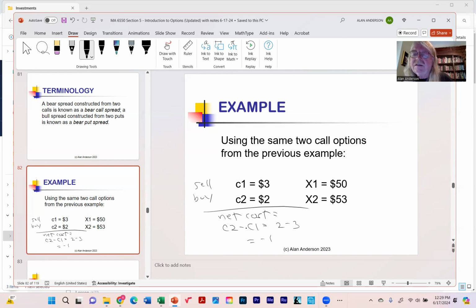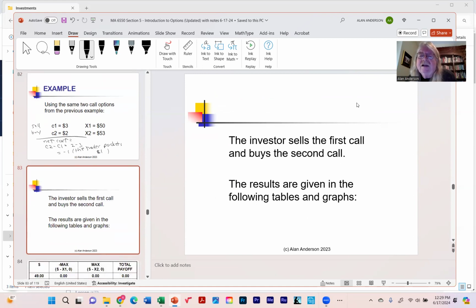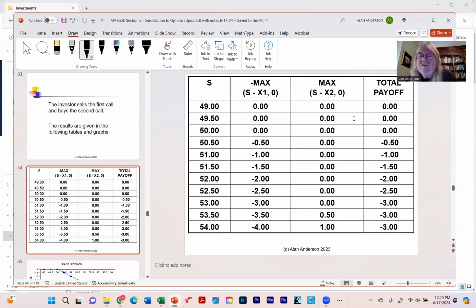So in other words, the investor or trader pockets $1 to set up this position. Well, that's pretty interesting. You're actually putting money in your own pocket, but you have to hope that it works out for you. Now, here are the positions, and if you notice what's different this time is that this one's negative, this is positive.